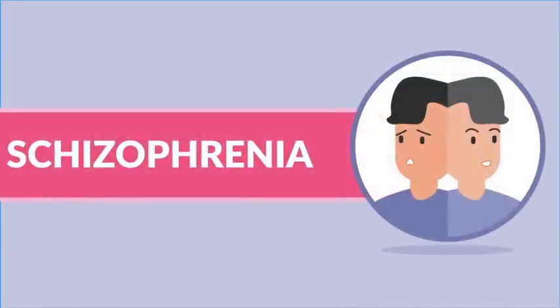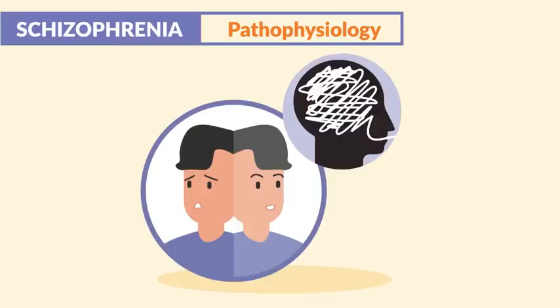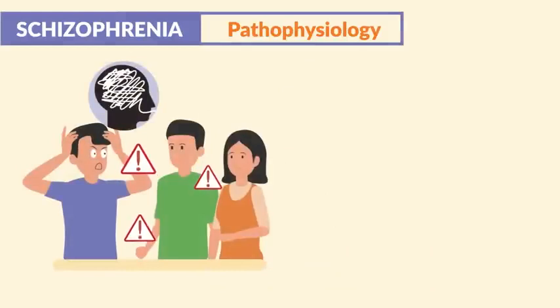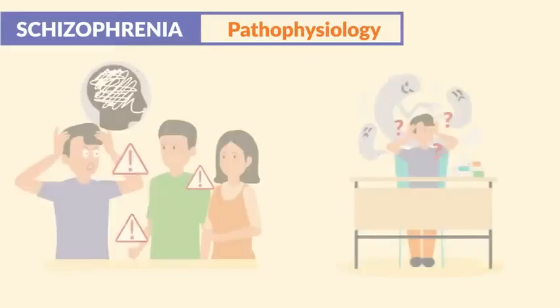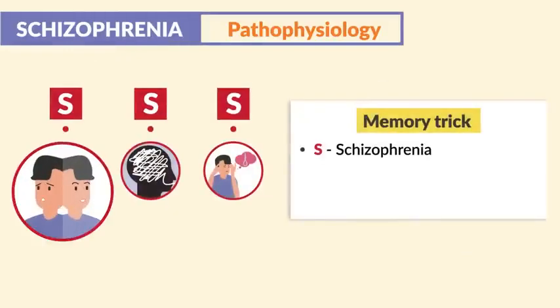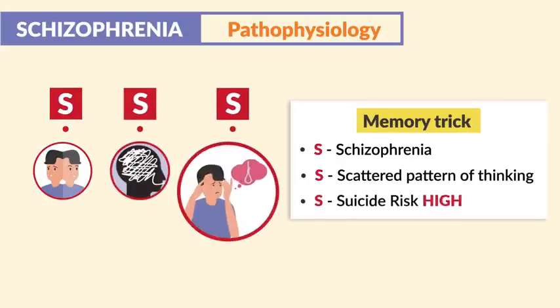Now for schizophrenia. For the pathophysiology, this includes an abnormal, scattered pattern of thinking for about 6 months or more. It often starts to affect relationships as well as school and workflow, as clients cannot concentrate. So the memory trick, think of the 3 S's. S for schizophrenia, S for scattered pattern of thinking, and S for suicide risk that is high.